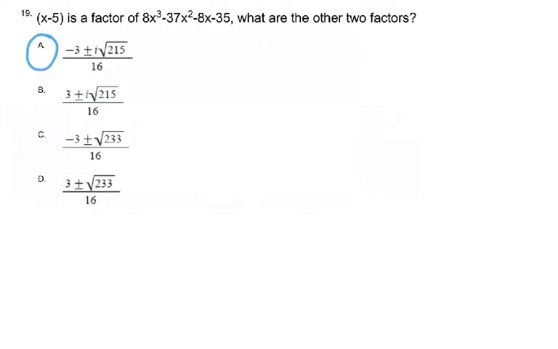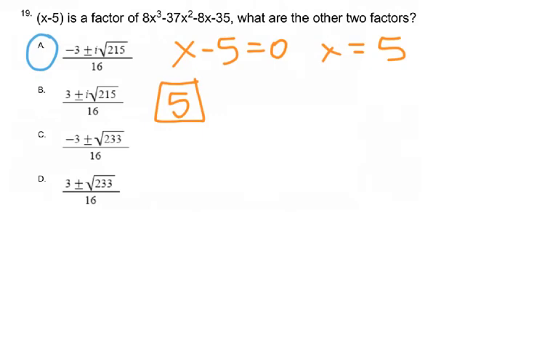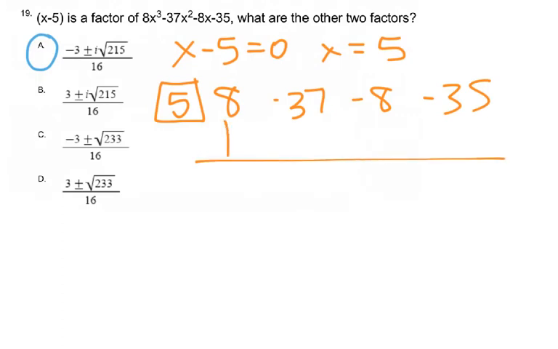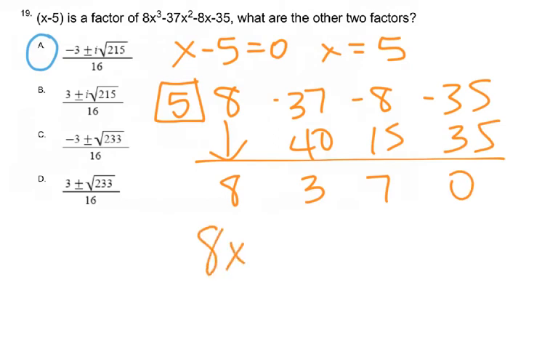Alright, so if x minus 5 is a factor, then I'm going to do synthetic division using 5. So I'm going to write out my coefficients. I'm going to bring down the first number. I'm going to multiply and add, multiply and add, multiply and add. So I'm left with 8x squared plus 3x plus 7. So this is a quadratic.